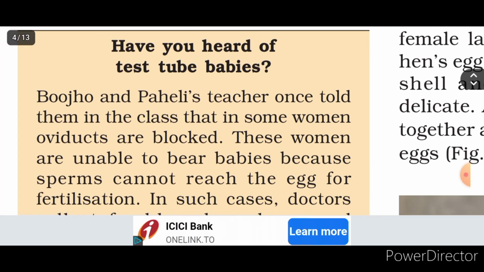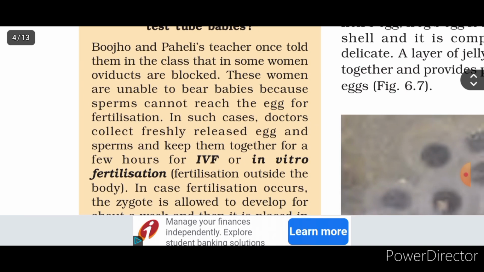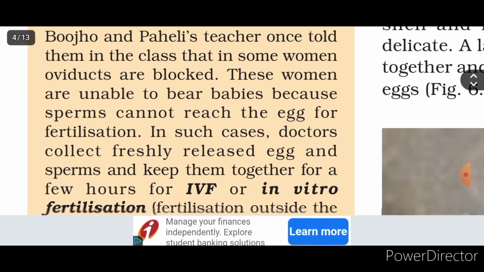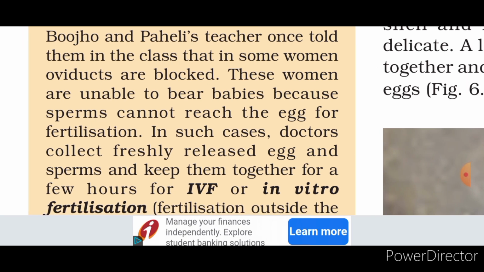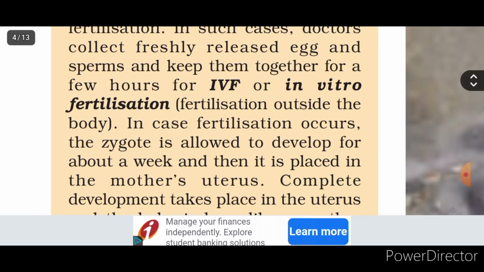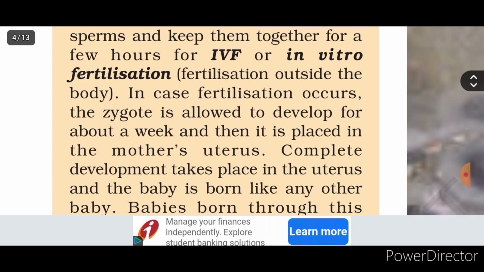Test tube baby. In some women, the oviducts are blocked. These women are unable to bear babies because sperms cannot reach the egg for fertilization. In such cases, doctors collect freshly released eggs and sperms and keep them together for a few hours for IVF, in vitro fertilization, which is fertilization outside the body.